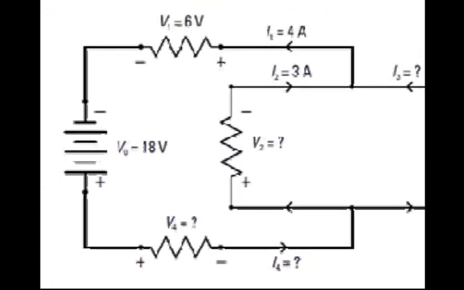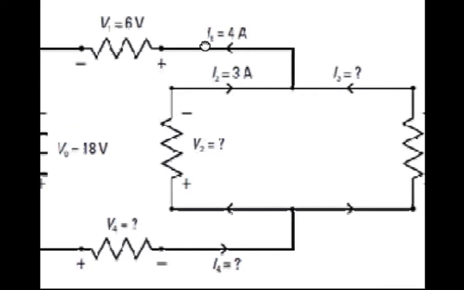So we'll start with Kirchhoff's voltage law, maybe, and see if we can find a complete circuit. So the circuit here, we have 18 volts to drop across each. And as we move around here, we drop 6. So 18 minus 6 is 12.